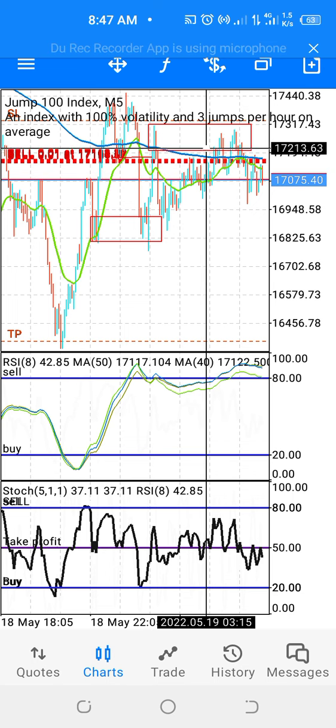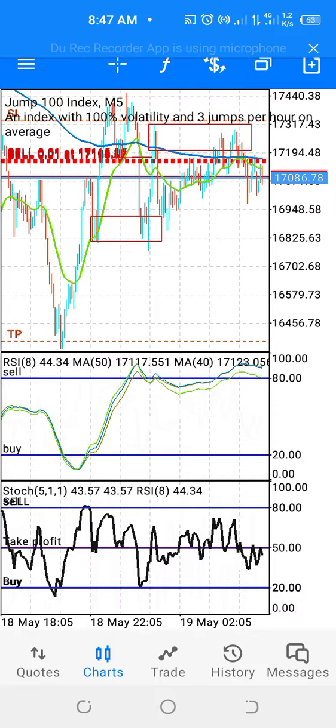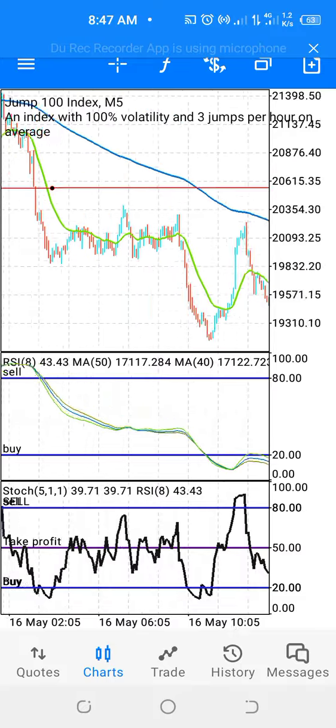Once I am in profit, I log the profit and we go on. So that was, by the way, what happened in that trade. So now let's go to uptrend.